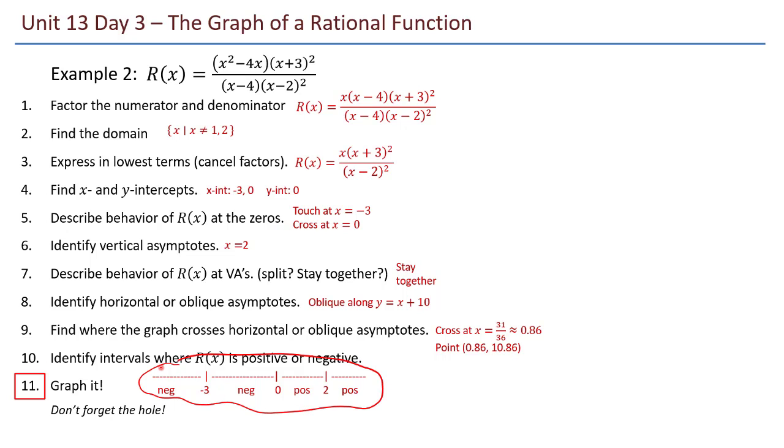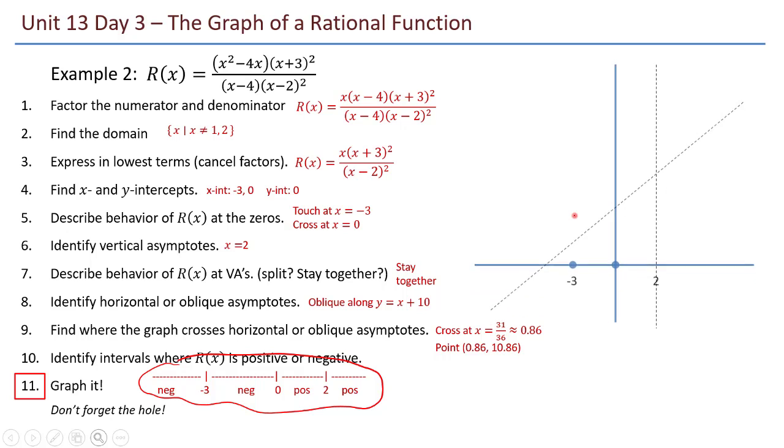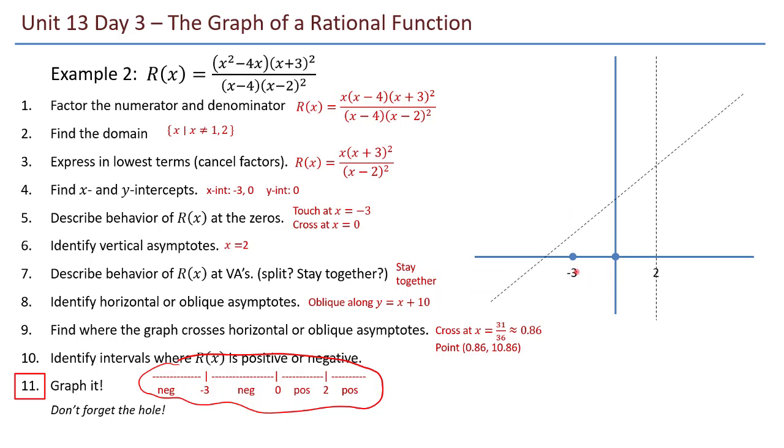And now let's graph it. And don't forget the hole. I know we haven't talked about that since the very beginning, but there's a hole in there somewhere. I've drawn the basic information here. There's a 0 at -3, a 0 at 0. There's a vertical asymptote at 2, and there's an oblique asymptote, y equals x plus 10. So it's not to scale. This has a y value of 10 right there.